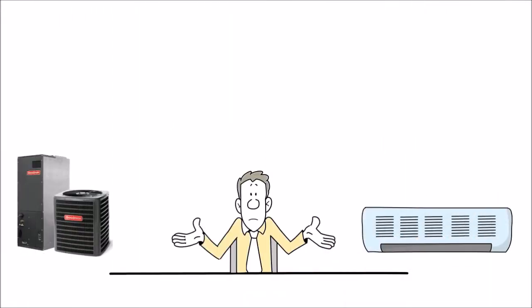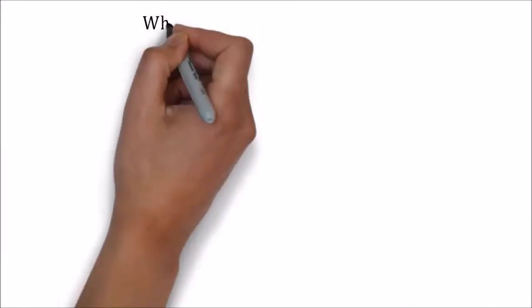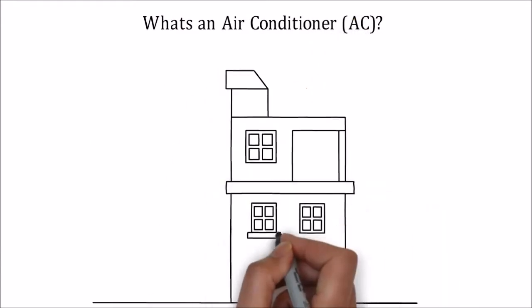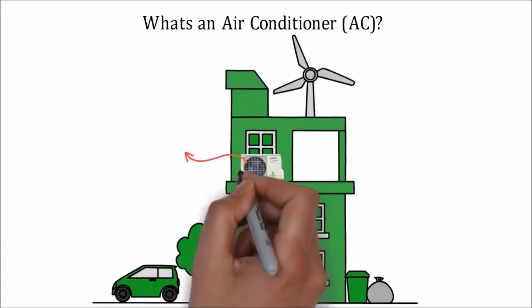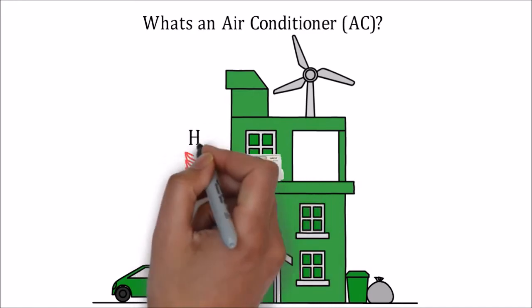The difference between air conditioner and air handler unit. What's an air conditioner, AC? Air conditioners are typically found in the outdoors of your home. An air conditioner's primary function is to get rid of heat from your living spaces.